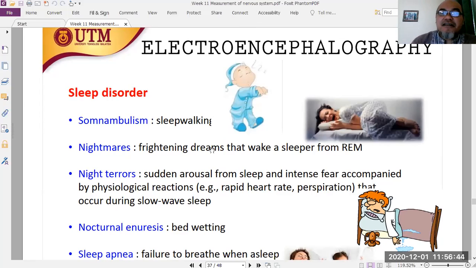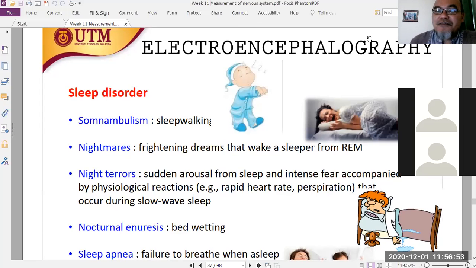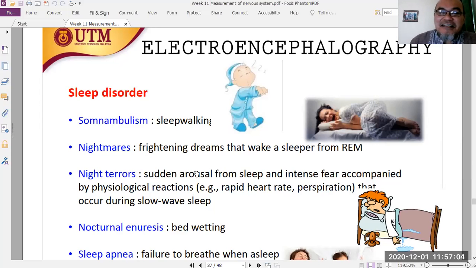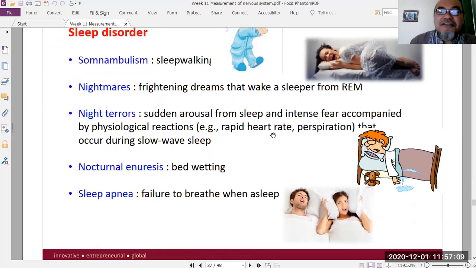Nightmares are frightening dreams that wake a sleeper from REM. Usually it happens during REM, but then you wake. For example, if you are being chased by ghosts during your sleep, you have a nightmare like this sometimes. Anyone? Then you have to wake up, right? Then night terrors: sudden arousal from sleep and intense fear, accompanied by physiological reactions, for example rapid heart rate and perspiration, that occurs during slow wave sleep.